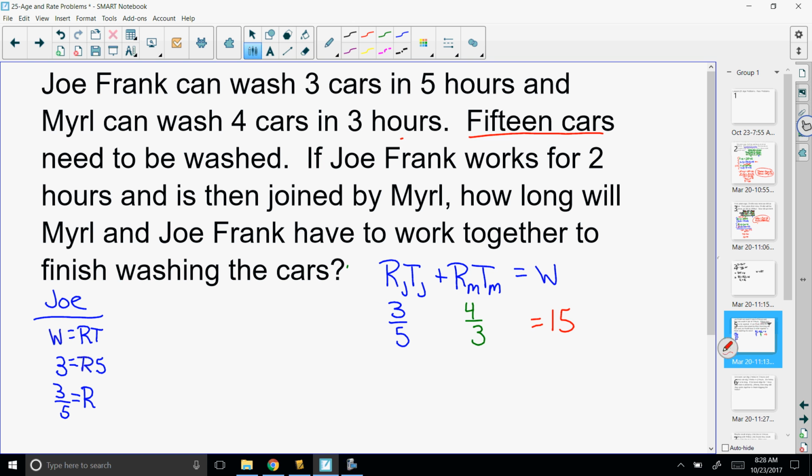And I could determine how long it is going to take Joe to wash those cars by himself. If he can wash 3 cars in 5 hours, it'll take him 25 hours to wash 15 cars. If I look at Merle, if he can wash 4 cars in 3 hours, how long is it going to take him?